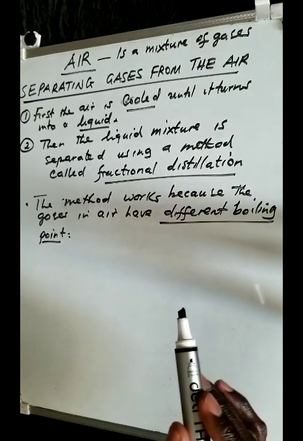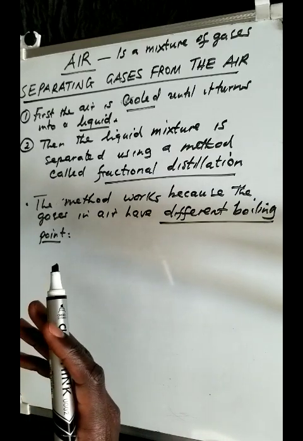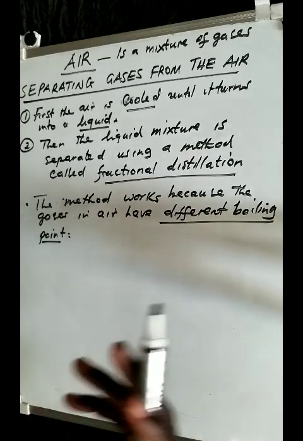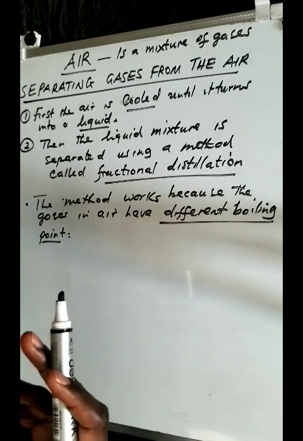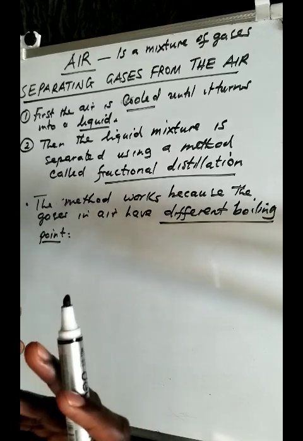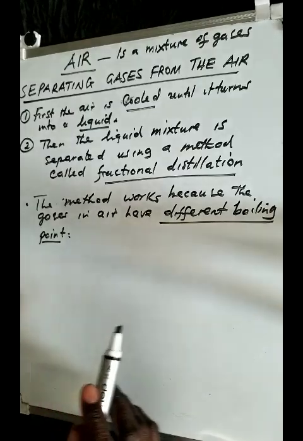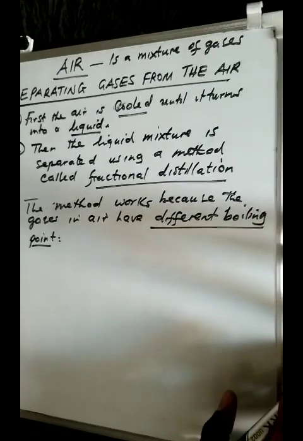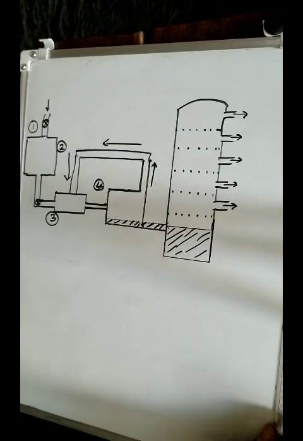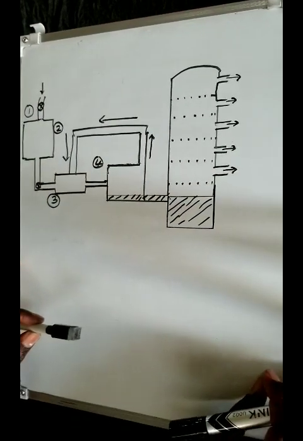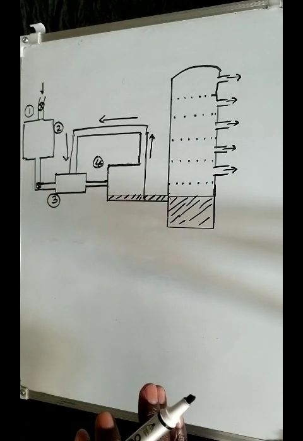So when the liquid air is warmed up again, the gases boil at different temperatures, and then they can be collected one at a time. As the gases boil up again at different temperatures, the gases can be collected one at a time. I want to show you the exact apparatus that they can use. I've drawn something there so that you are able to see. This is the apparatus that is used during fractional distillation of liquid air.